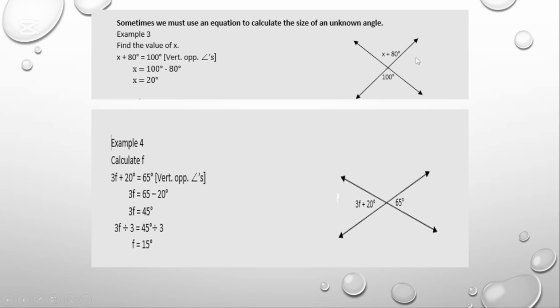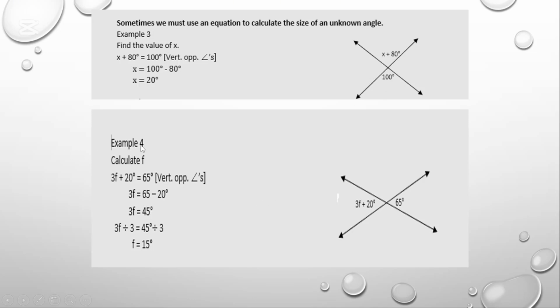Two lines intersect. What do we know? That the vertically opposite angles are equal. So x plus 80 is equal to 100 degrees. Why? Vertically opposite angles. So x is equal to 100 minus 80, and x is equal to 20. So 20 plus 80 is equal to 100. Yes. They are both vertically opposite angles, they are both 100 degrees.